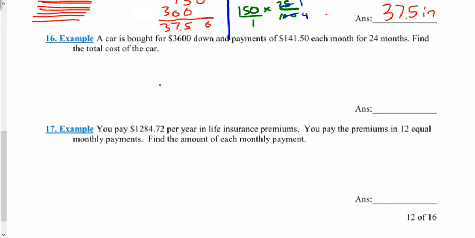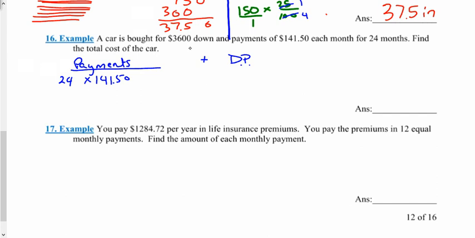Okay. A car is bought for $3,600 down and payments of $141.50 each month for 24 months. Find the total cost of the car. This is a 2-part problem. First thing we've got to do is figure out the total payments, right? For the payments, we have 24 payments, and each payment is $141.50. So once we do that, then we're going to have to add to that the down payment.